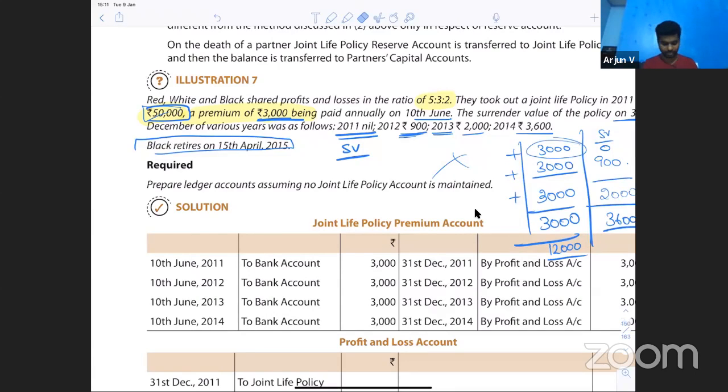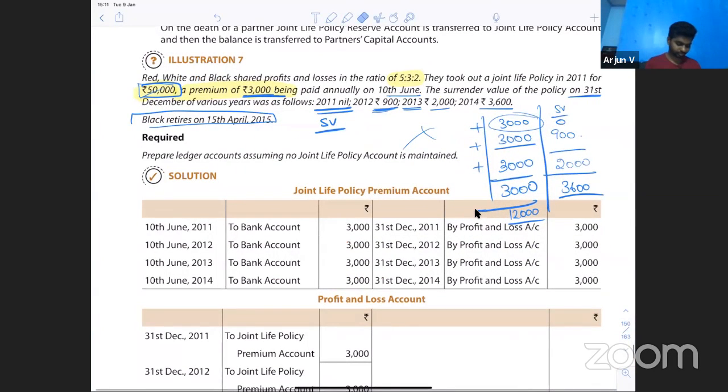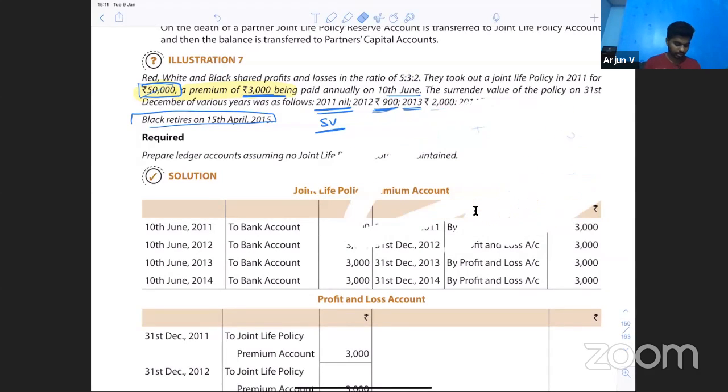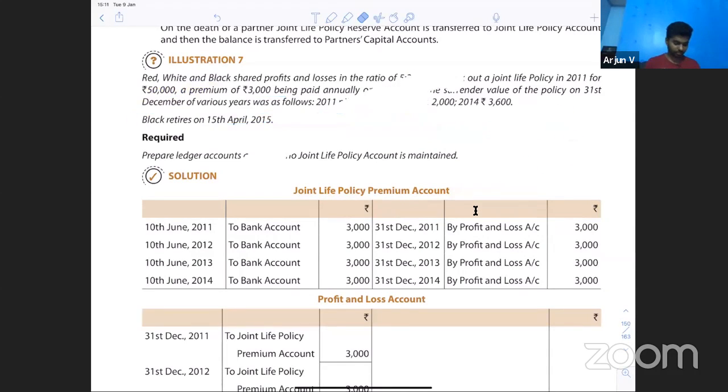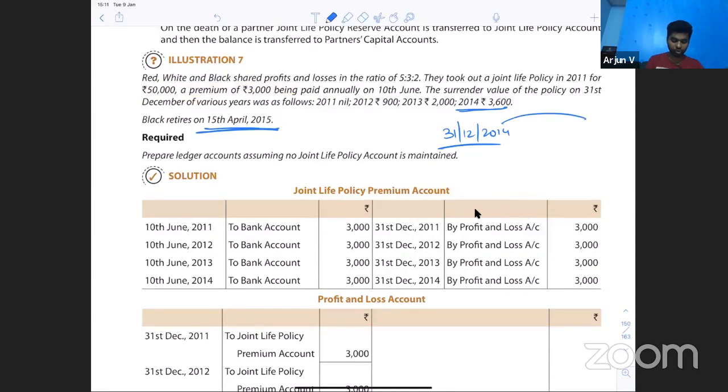See here, guys. Every year, now when is this guy retiring? 15th April. The last surrender value I have is on 31st December 2014. That means from 31/12/2014 to 31/12/2015, if any partner retires, the firm will get only 3,600. I hope you are clear with this.